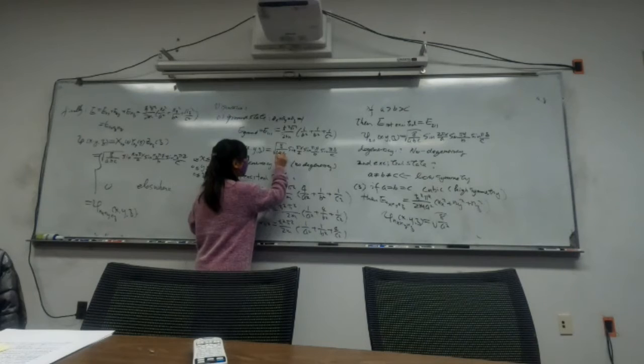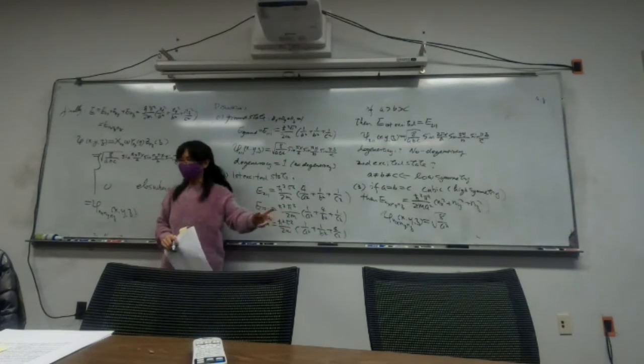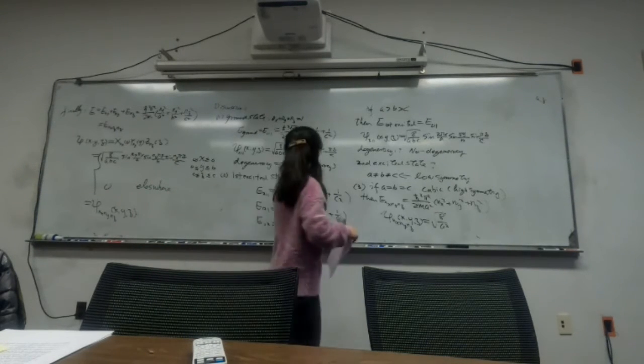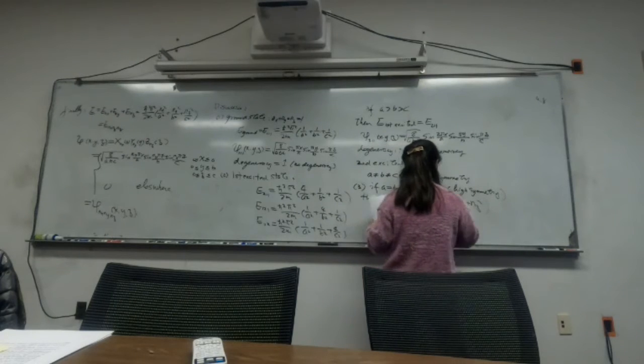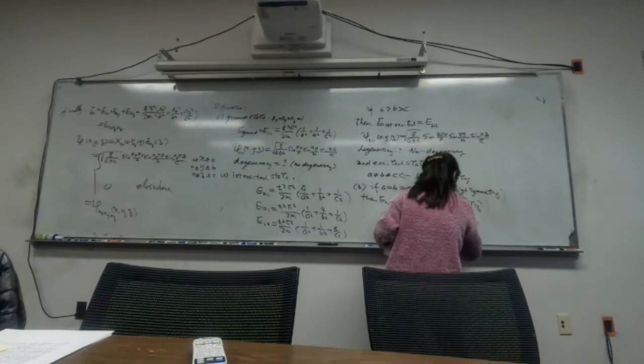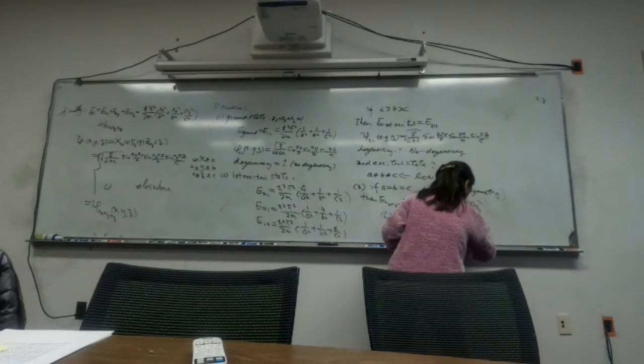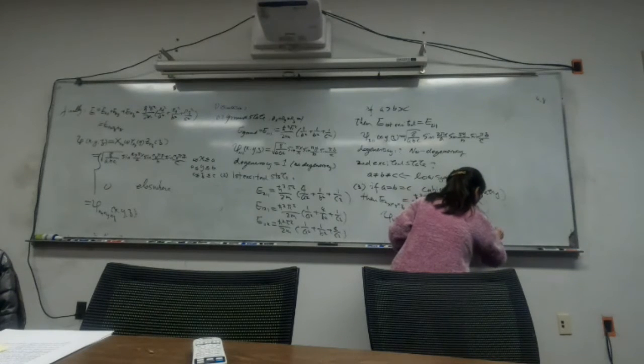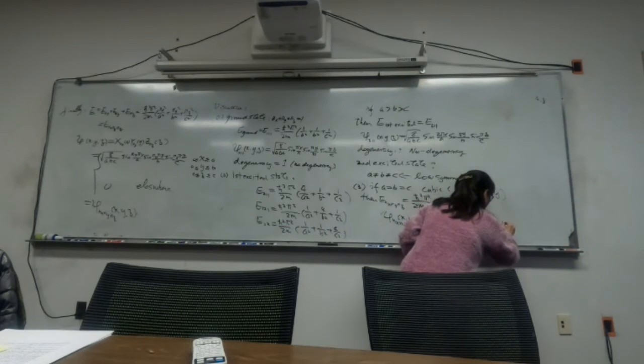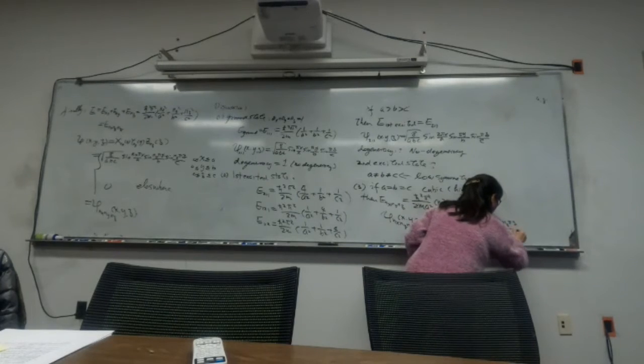abc is a volume, right? a cubed is also the volume of this cube. It's the volume of the rectangle, so I just keep it. Then sine nx pi x over a, sine ny pi y over a, sine nz pi z over a.